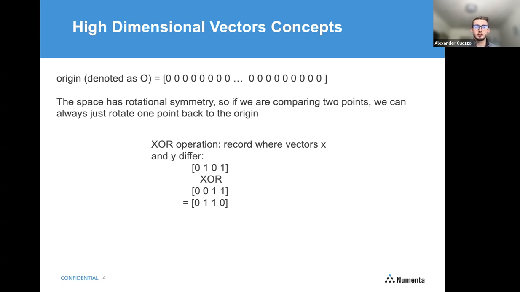So just a review of what the XOR operation is. If you're XORing X and Y, so X would be this 0, 1, 0, 1, and Y would be this bottom 0, 0, 1, 1, then the XOR operation of X and Y would be ones at the bits at which X and Y differ. And so when you XOR one vector with another vector, it tells you how to rotate one vector to get to the other. That's kind of the idea here.